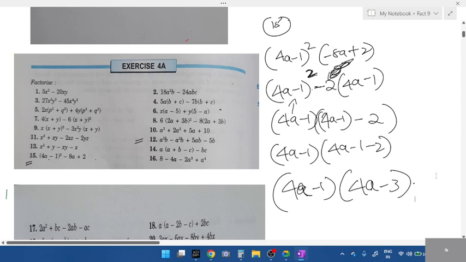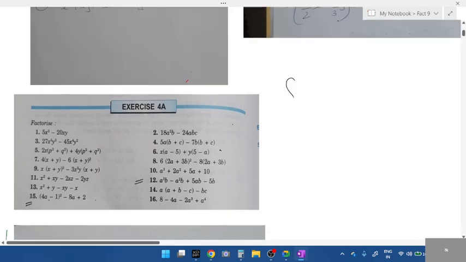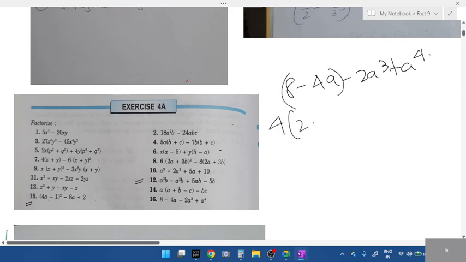Completed? 16th. Not able to solve, right? Okay, it's a different question, students. Different one. 15th, I didn't see that. The 16th one is 8 minus 4a. What is common? 4 is common. 2 minus 1a. First sign is minus.